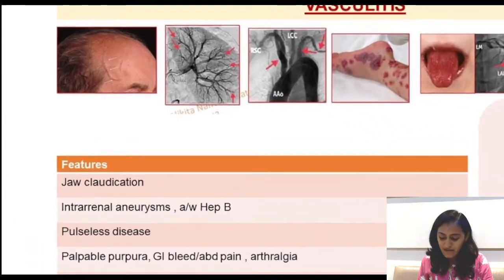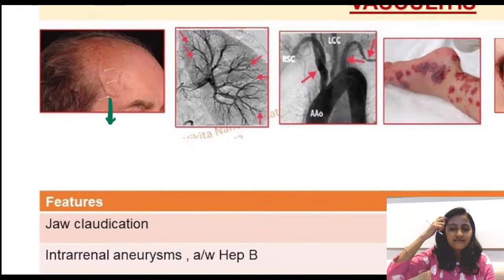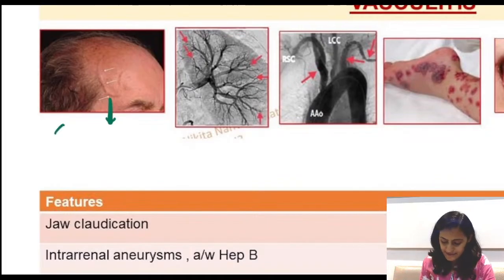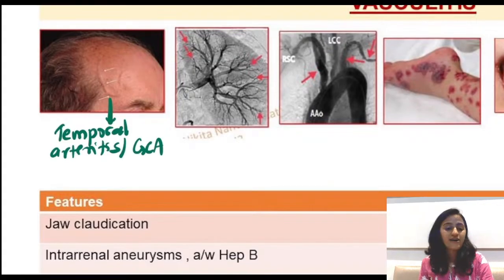Okay, so have a look at these images and tell me what is this first image showing? What vasculitis is this one? This is the thickening of the temporal artery here, and this is basically temporal arteritis, also called giant cell arteritis.